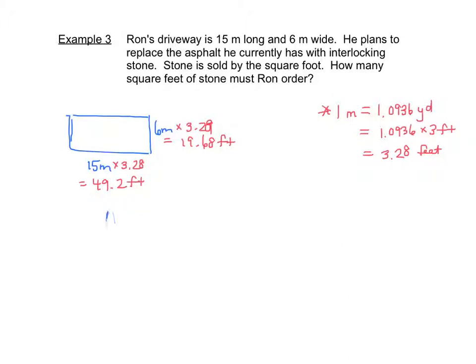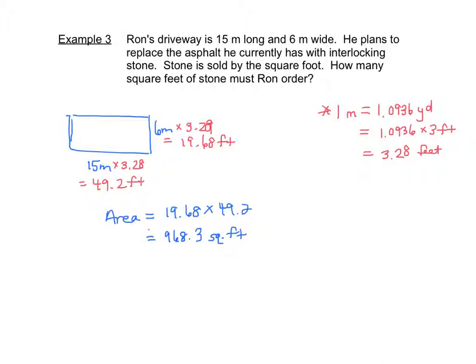Now we can find the area, which is found by multiplying length times width. So 19.68 times 49.2 gives us approximately 968.3. And that is square feet, because of course we had already converted the dimensions to feet, so the area will be given in terms of square feet.